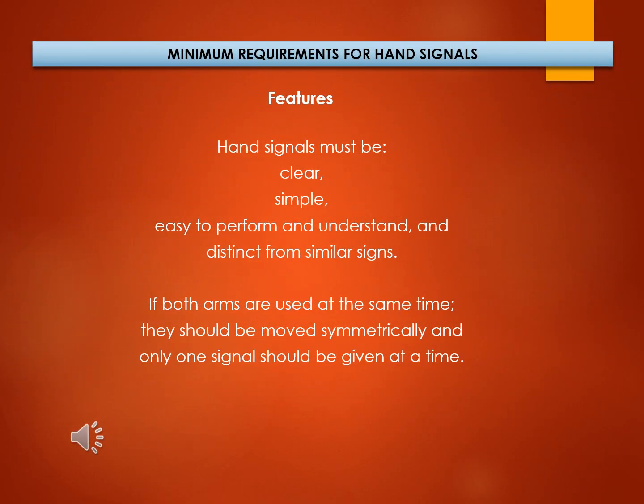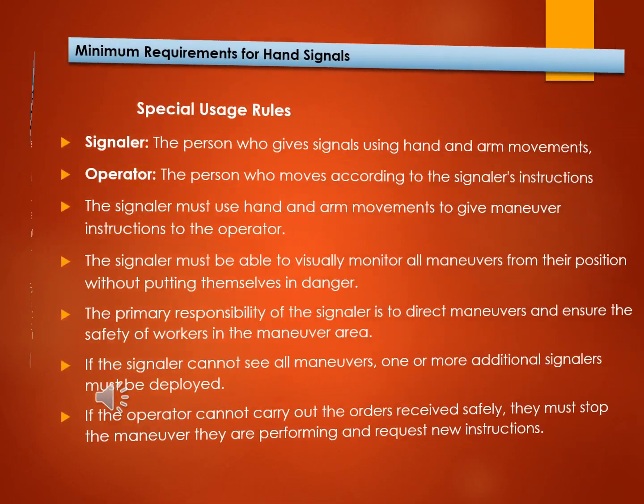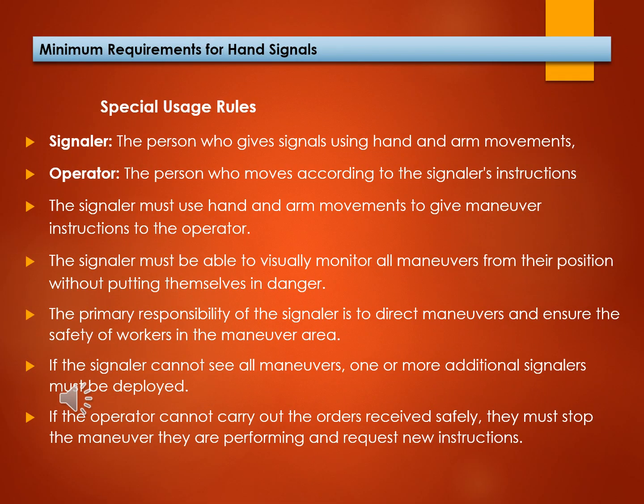Hand signals must be clear, simple, easy to perform and understand, and distinct from similar signs. If both arms are used at the same time, they should be moved symmetrically and only one signal should be given at a time. Special usage rules. Signaler, the person who gives signals using hand and arm movements. Operator, the person who moves according to the signaler's instructions.